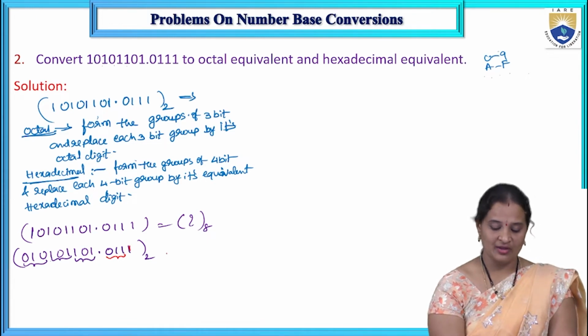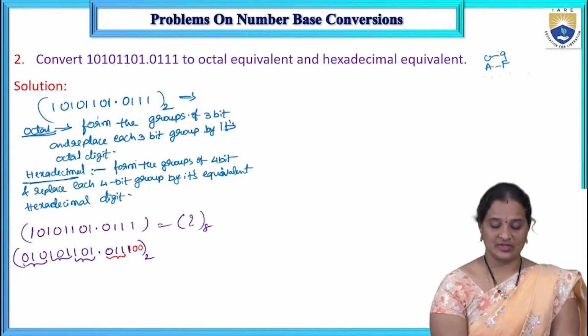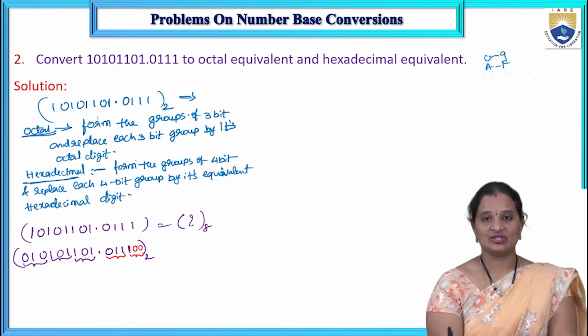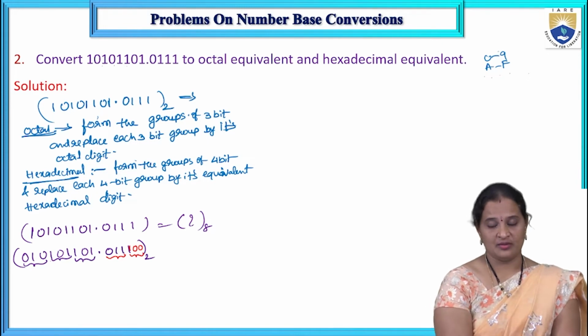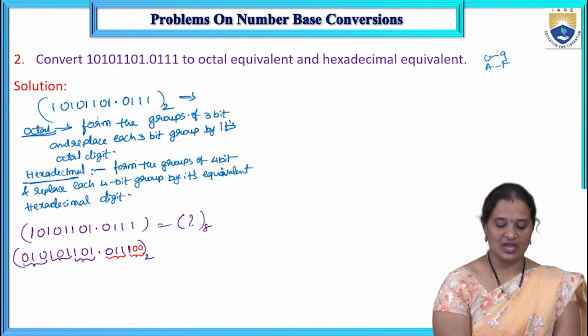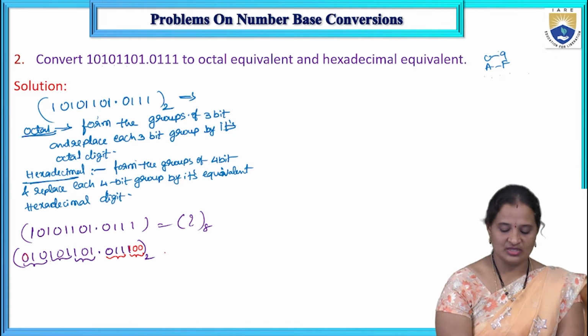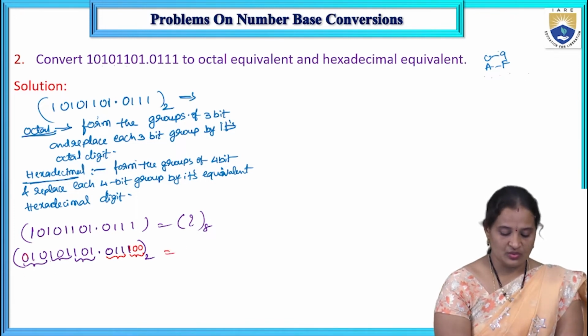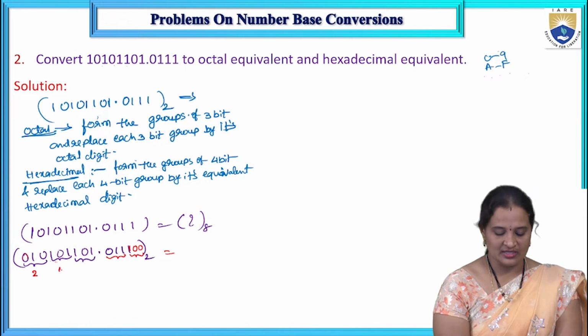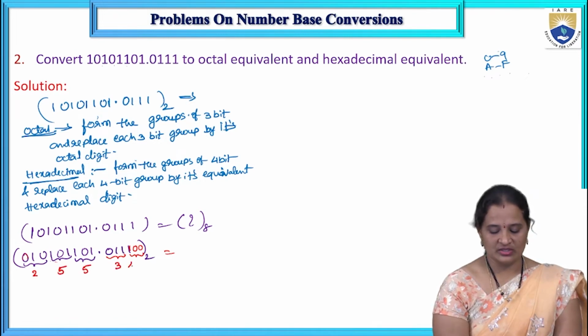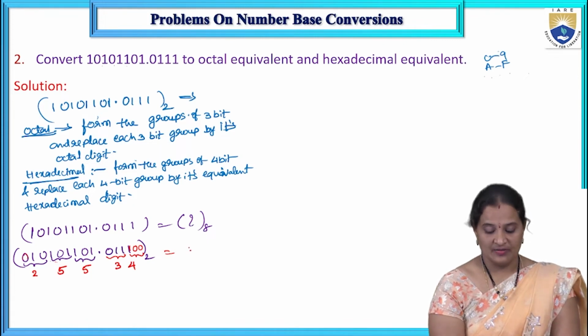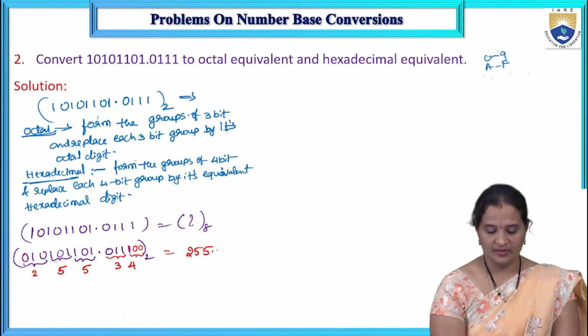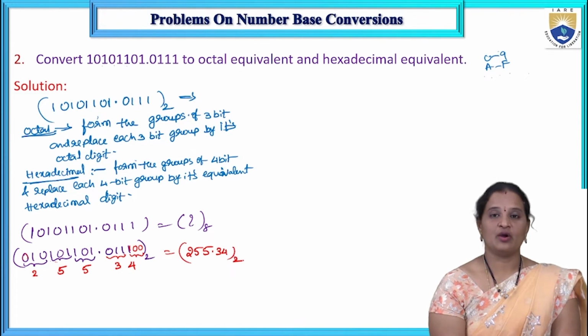Which side do I have to add? We have to add the zeros to the LSB side. After the binary point, add zeros to the LSB. Before the binary point, add zeros to the MSB position. Now replace each group with its octal digit. So 010 is 2, this is 5, and this is 5 again. 011 is 3, 100 is 4. So the octal equivalent for the given binary number is 255.34. So this is the octal number.